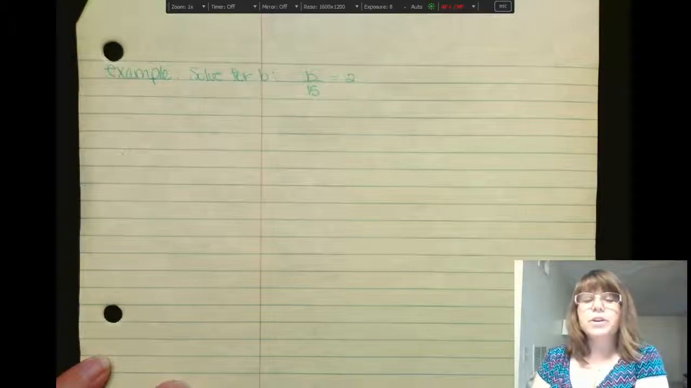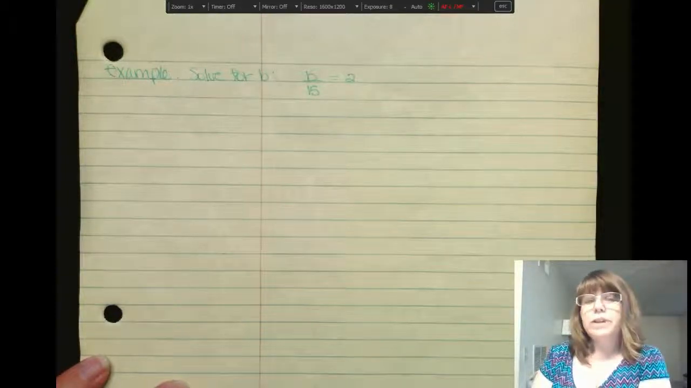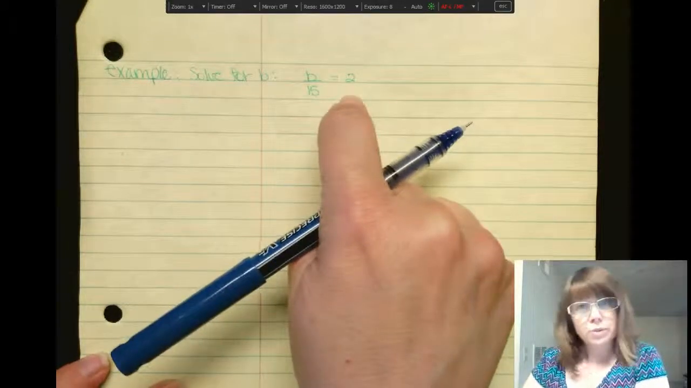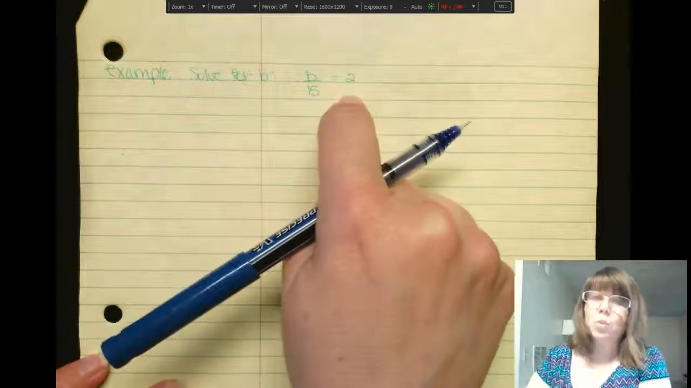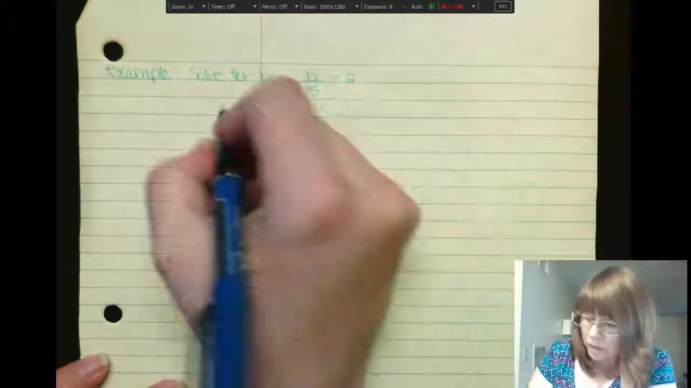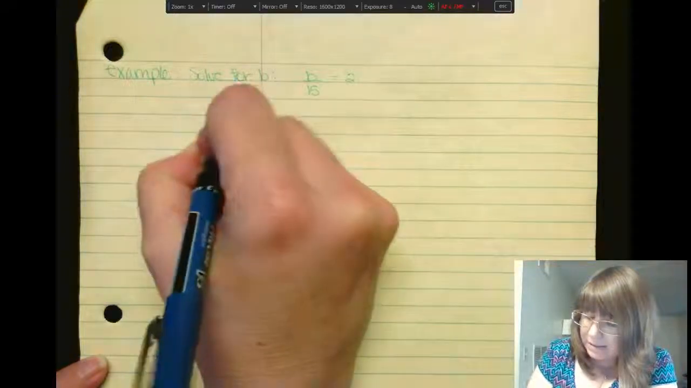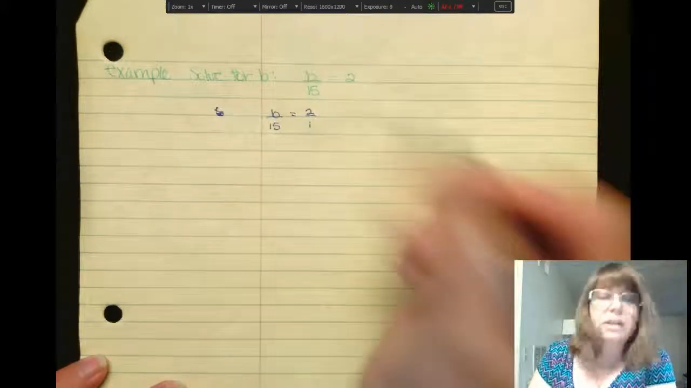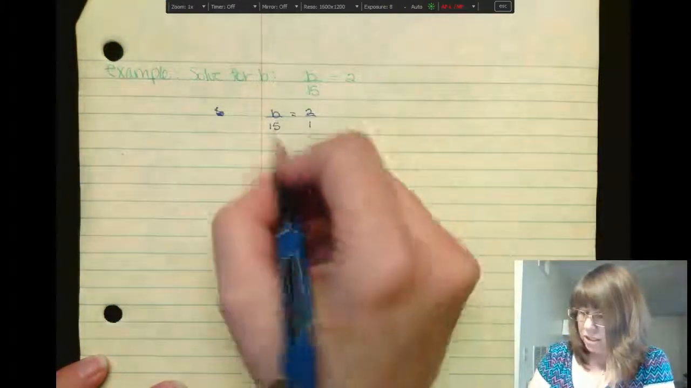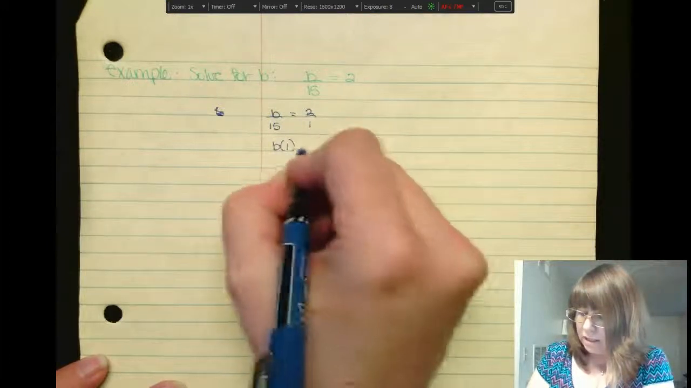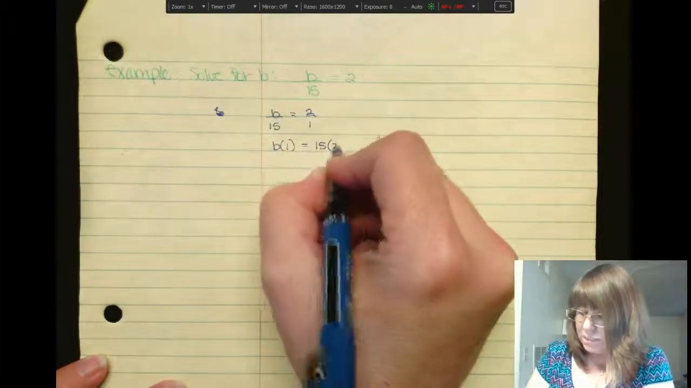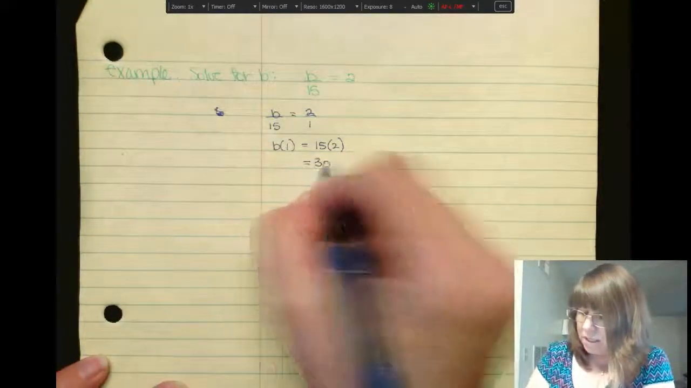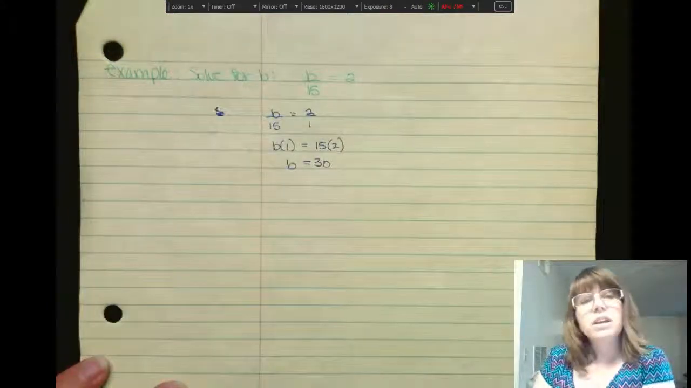Similar to this, where you think, well, I don't have another number to multiply by. But you do. Remember that all whole numbers, there's an implied 1 as the denominator. So I can rewrite the problem as b over 15 equals 2 over 1. Well, now I can still do the multiplication. It's going to be b times 1 equals 15 times 2. Well, 15 times 2 is 30. B times 1 is just b, so b equals 30.